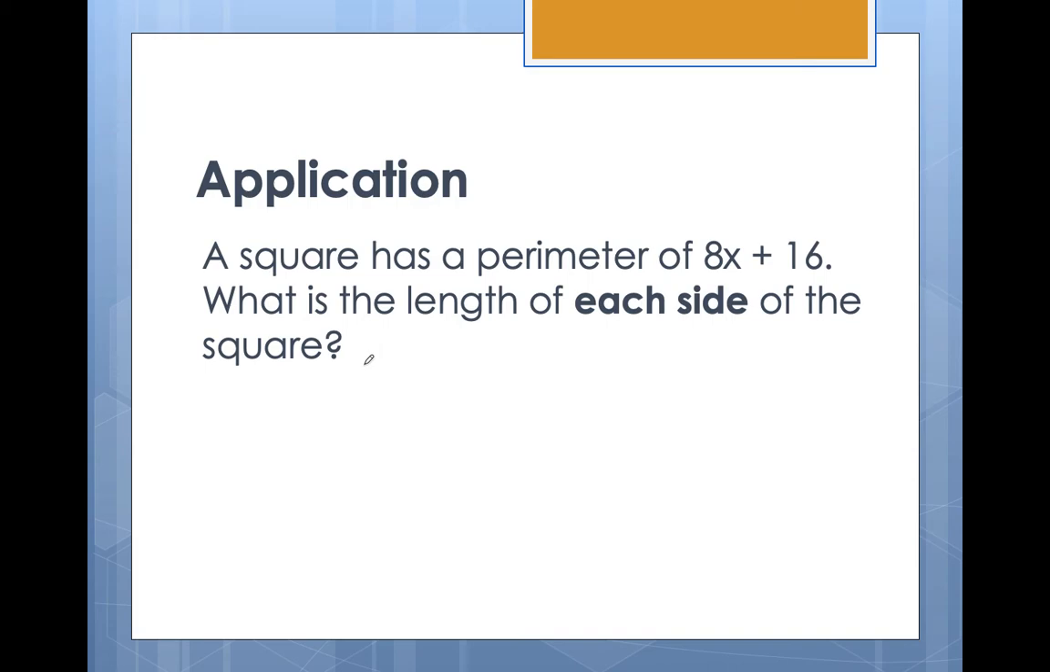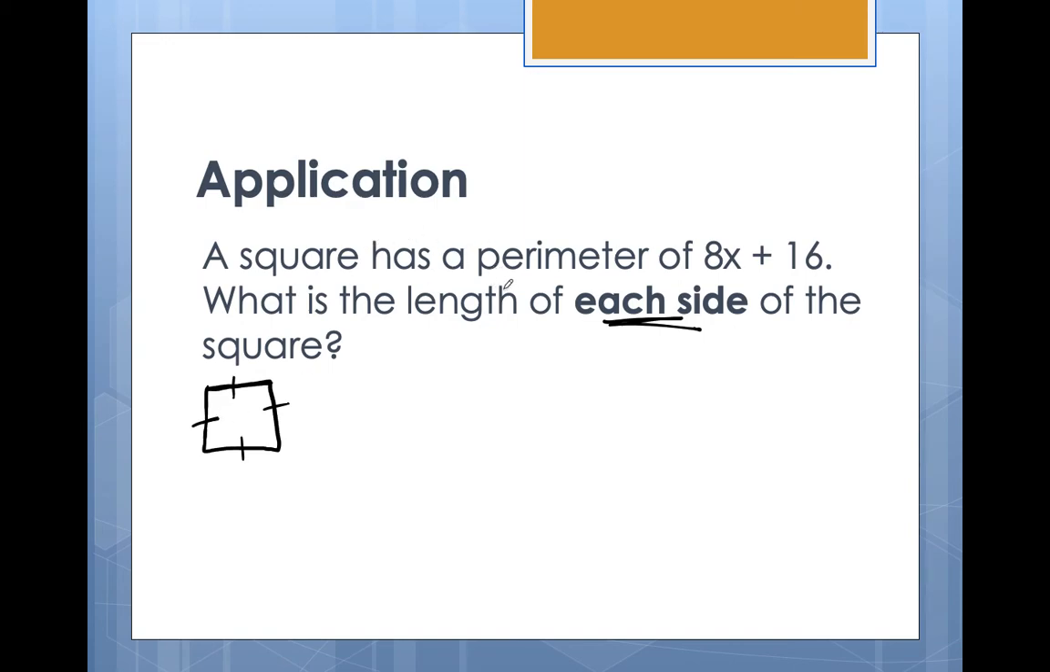Okay, let's take a look at one other example. A square has a perimeter of 8x plus 16. What is the length of each side of the square? So this requires that we know that a square has 4 equal sides.